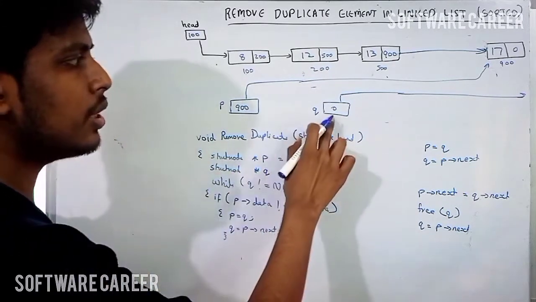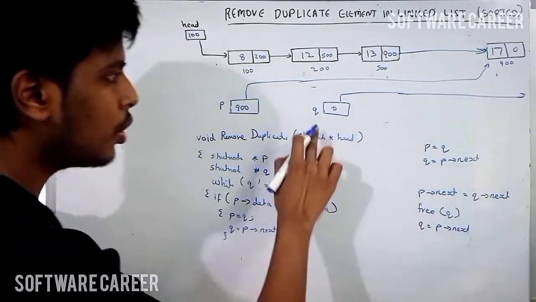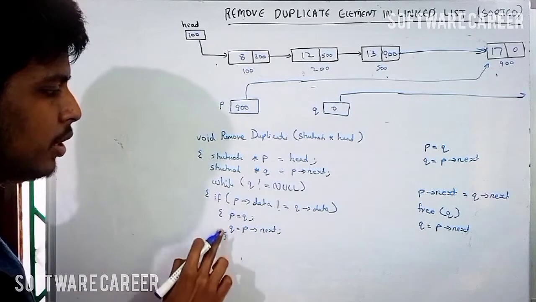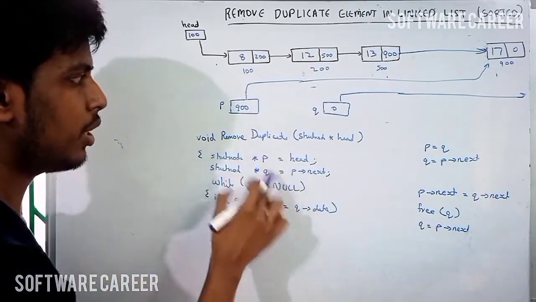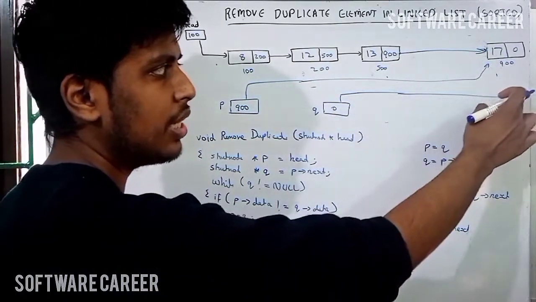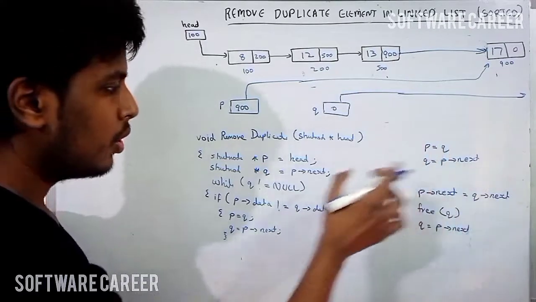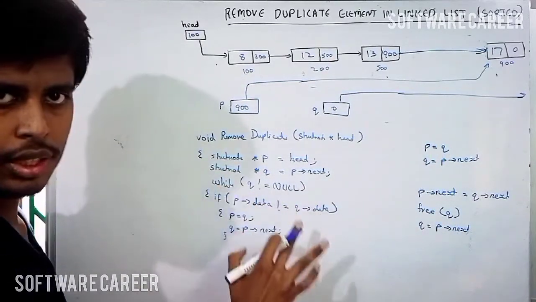Now see, in this case P is at 900, Q is at 0. So Q is equals to null, so it does not enter into this condition. It does not enter P data not equals to Q data. P is 900, 900 data is 17, but Q data you can't access because no node is present. So it does not enter here, it stops here. So that's why this is the terminating condition.